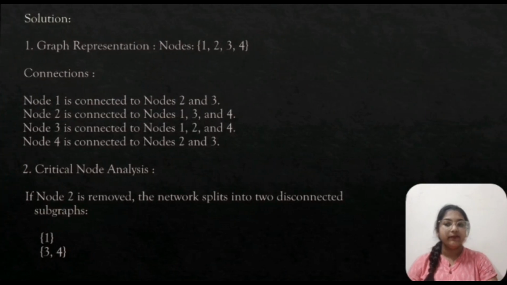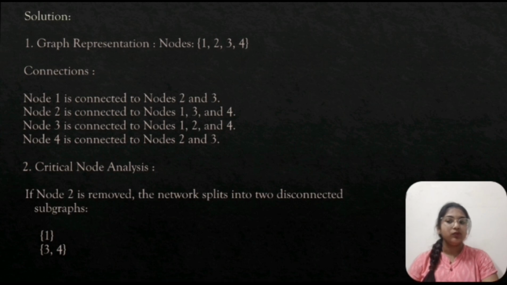Next, let us see the solution. First, we have to find the graph representation. We have 4 nodes, that is node 1, 2, 3, 4, represented in curly brackets. We have 4 connections with respect to nodes 1, 2, 3, 4. Node 1 is connected to nodes 2 and 3. Node 2 is connected to nodes 1, 3, 4. Node 3 is connected to nodes 1, 2, 4. And node 4 is connected to nodes 2 and 3. For critical node analysis, if node 2 is removed, the network splits into 2 disconnected subgraphs, that is {1} and {3, 4}, given in curly brackets.